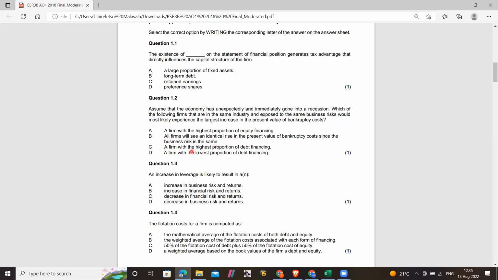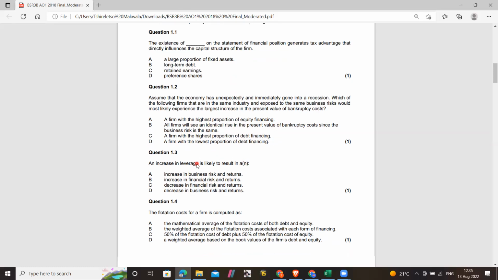And then C, a firm with the highest proportion of debt financing, definitely will experience higher bankruptcy cost, right? Because why? The business risk, definitely they will act the same, right? But the firm with the highest debt financing is the one that's really in trouble, in this case, therefore it's C.